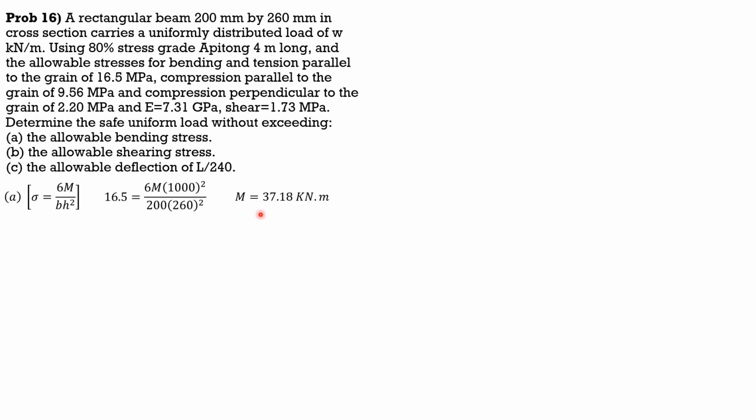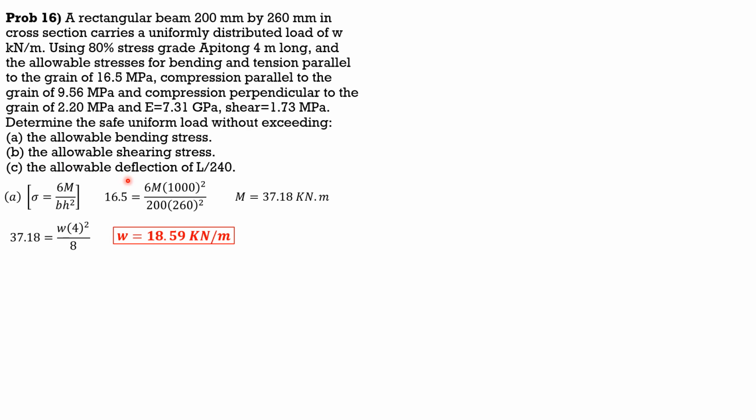Then we equate it to the maximum moment for a simply supported beam loaded with uniform load, WL square over 8. So 37.18 is W times 4 square over 8. Therefore, the uniform load, if bending controls, should be less than or equal to 18.59 kilonewtons per meter. So that's it for the first part.